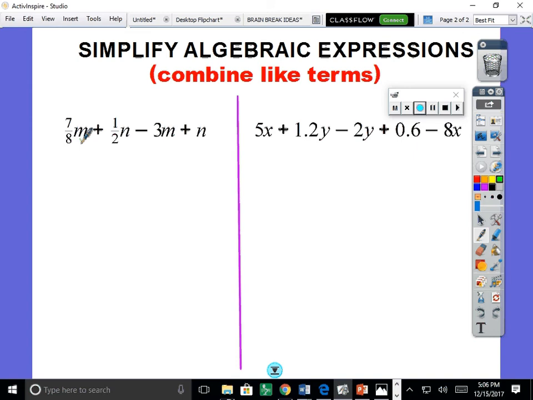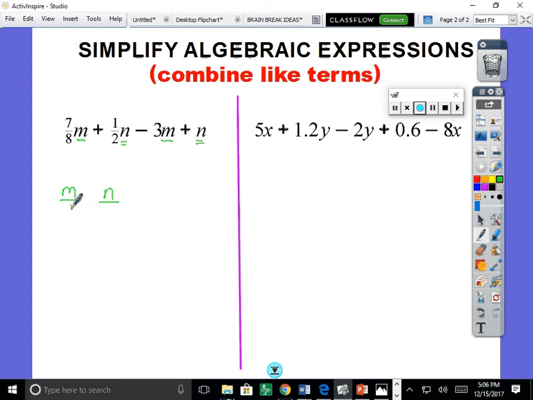So first I go through and I figure out what kind of columns do I need. Well, I need M's. These M's seem to go together. And I also need some N's. N's go together. They're like terms. So I'm going to make a column for M. I'm going to make a column for N, and we're going to try combining. Let's see what we have.